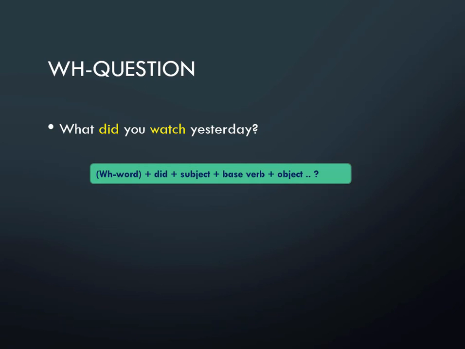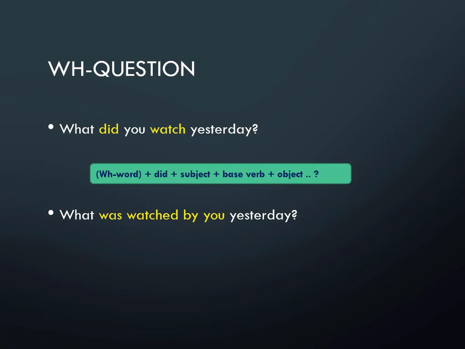How can we change this into passive? Okay, look at the example. We can change this question in the past simple from active into passive by following this example. Look carefully at this example. What was watched by you yesterday? What was watched? It is not what did you watch, because we changed this question into passive.